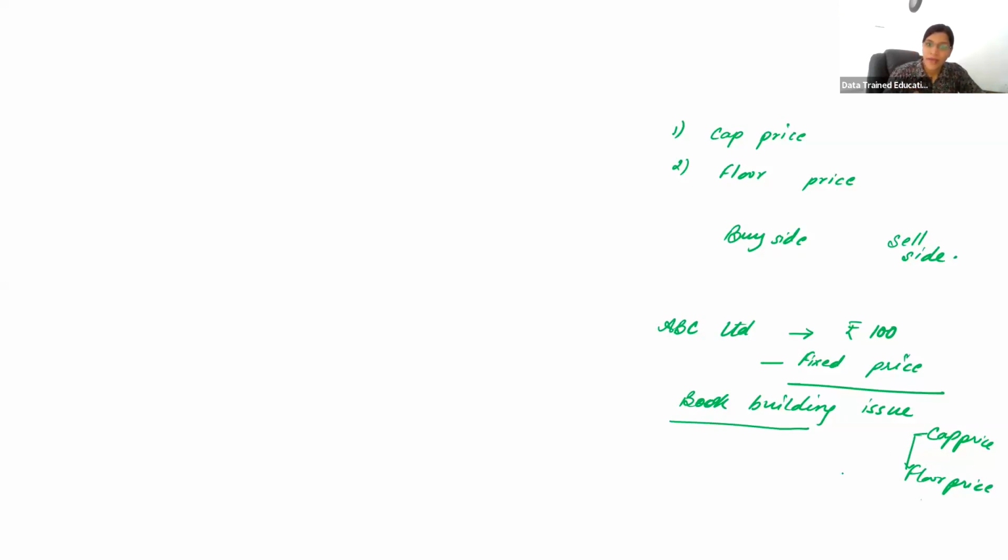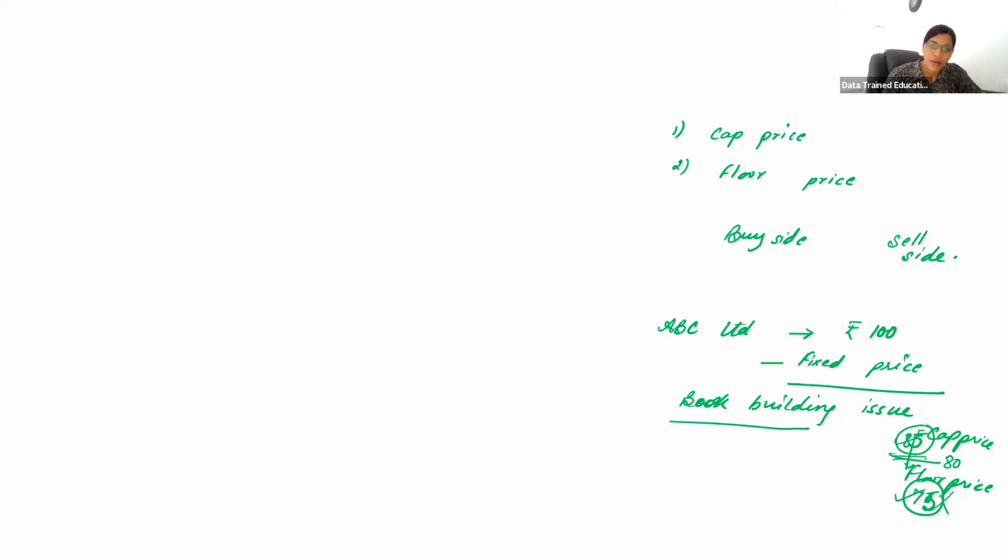Applications are invited from the investors for these two prices. Let's say it is 70, it is 85 or something, or you can take it as 75. Okay, so 75 and 85, this is the price. I, as an investor, can choose either 75 or 85. But what is going to happen in case I choose 75? In case the cutoff price is decided as 80, I will not get the allotment.